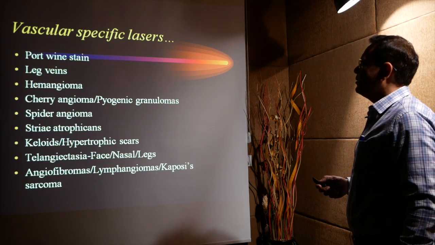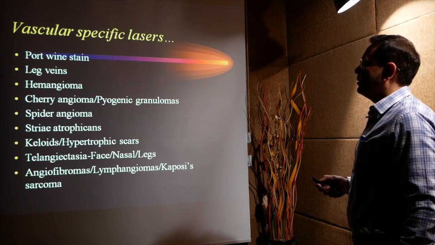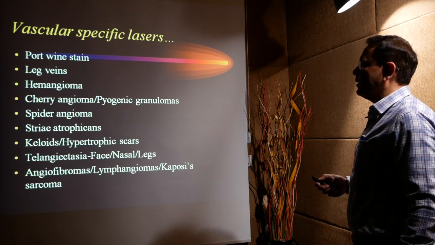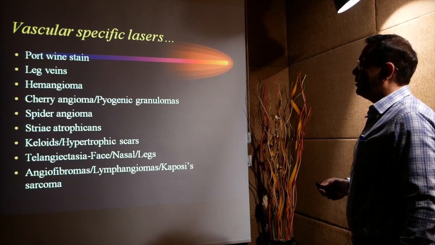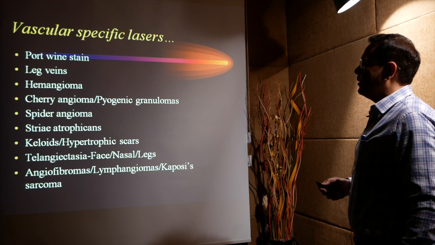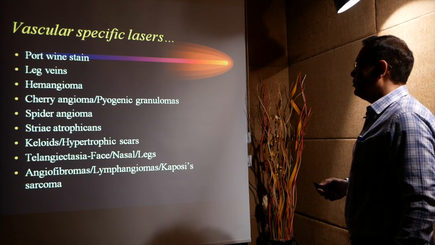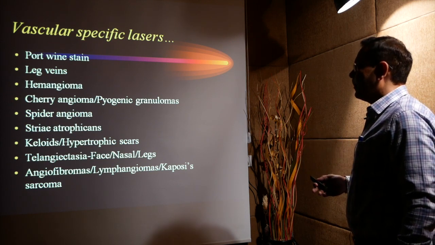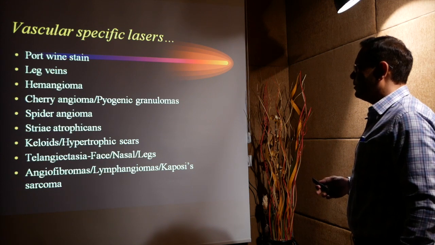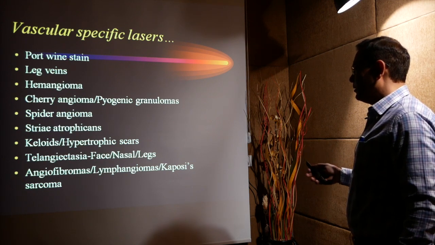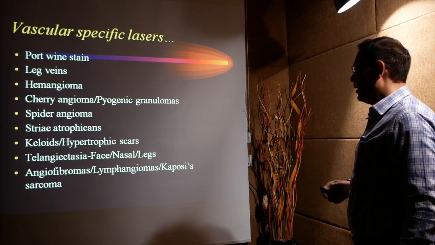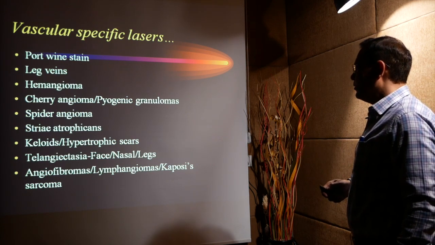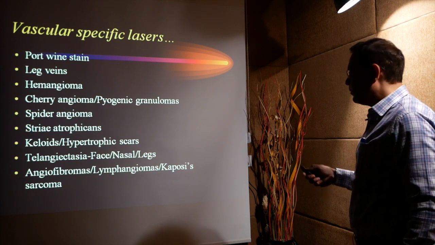So these are the indication of vascular laser. The first and foremost is the port wine stain. So this is the treatment of choice in case of port wine stain. Other indications are the leg veins, hemangioma, cherry angiomas and pyogenic granulomas, spider angiomas, striae atrophicans, keloids, hypertrophic scars, telangiectasia, both facial, nasal and legs as well. And it can also help in angiofibromas, lymphangiomas and Kaposi sarcoma.